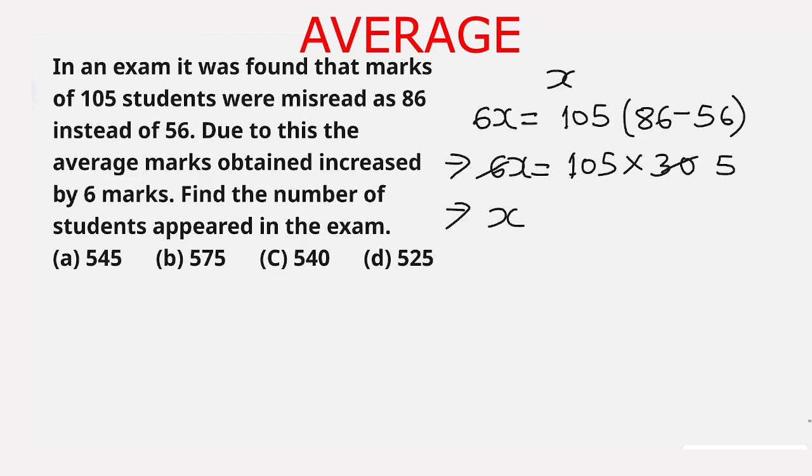This gives us x equal to 105 multiplied by 5, which is 525. So the number of students who appeared in the exam was 525. And from the given options, our answer is option D, 525. I hope you have understood the method of solving such type of questions. We go to the next question.